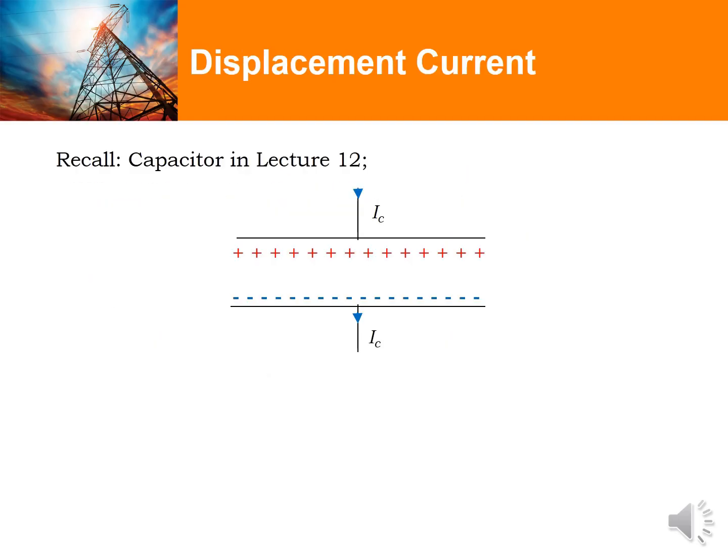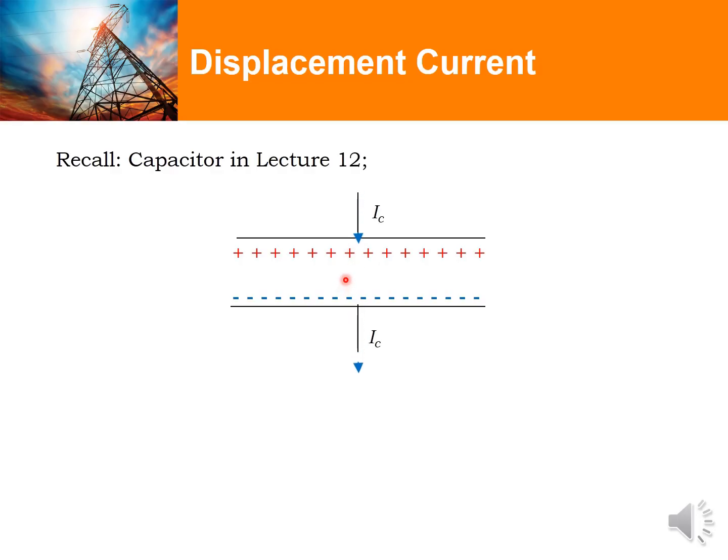Let's recall our lecture 12 in which we were discussing capacitance. For a parallel plate capacitor connected to a circuit, current flow would positively charge one plate of the capacitor structure, and the other capacitor structure plate would be negatively charged. In between the plates is dielectric material. In the absence of conductor, there will be no conduction current flowing within this capacitor structure.